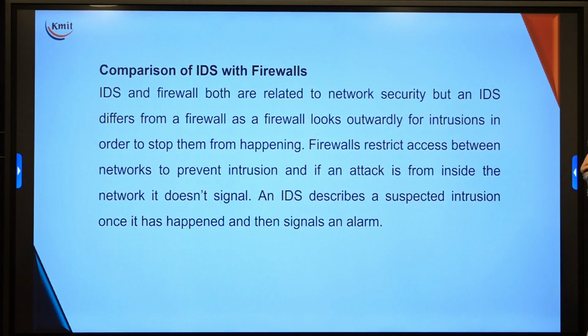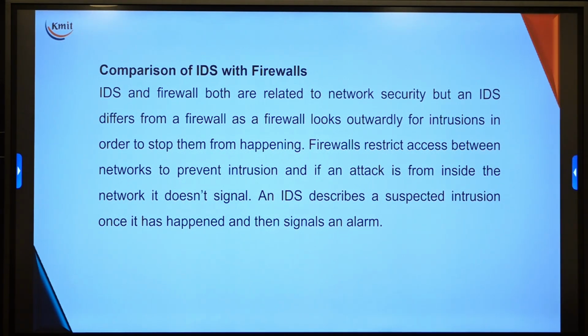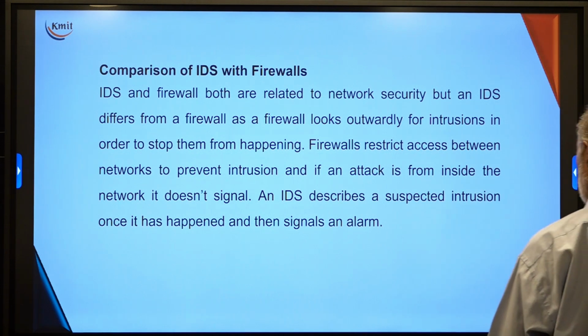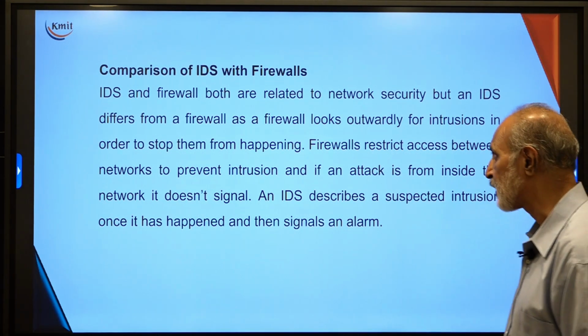Then we compare IDS and firewall. Both are related to network security in data science. An IDS differs from a firewall, as a firewall looks outwardly for intrusions in order to stop them from happening. A firewall restricts access between networks to prevent intrusion, and it does not signal an attack from inside the network. An IDS describes a suspected intrusion once it has happened and then signals an alarm.